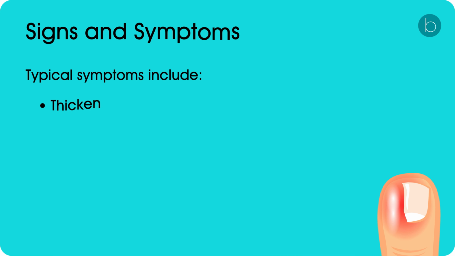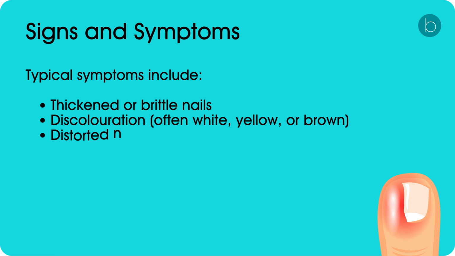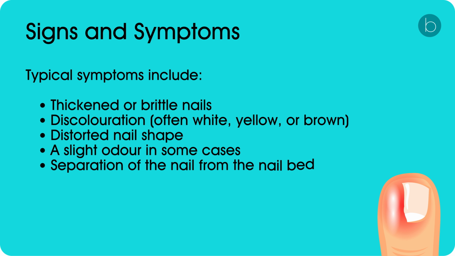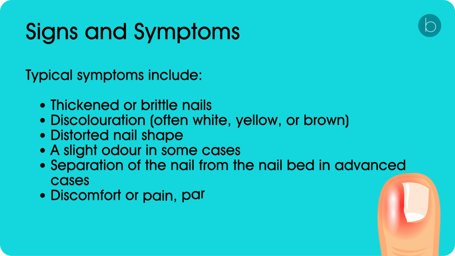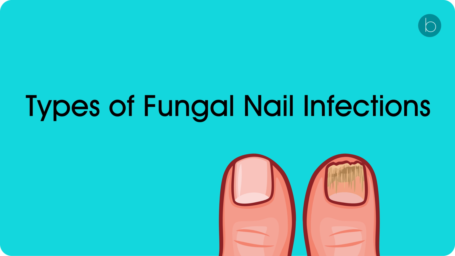Signs and symptoms. Typical symptoms include thickened or brittle nails, discoloration, often white, yellow, or brown, distorted nail shape, a slight odor in some cases, separation of the nail from the nail bed in advanced cases, discomfort or pain, particularly when pressure is applied.